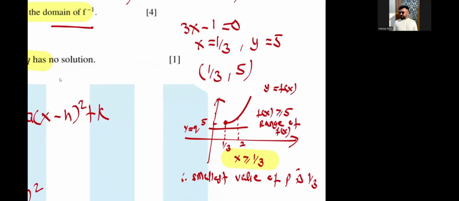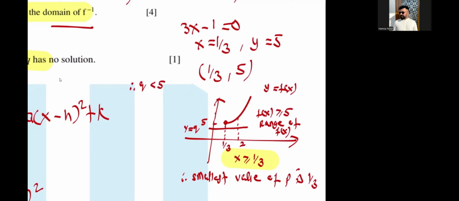If q was equal to 5, then you would have said that yes, it has a solution. If q was greater than or equal to 5, you would also have said that it has a solution. f(x) equals q has one solution there. But in this case, f(x) equals q has no solutions, so q will be below 5. Therefore, our answer to part 4 will simply be q is less than 5.